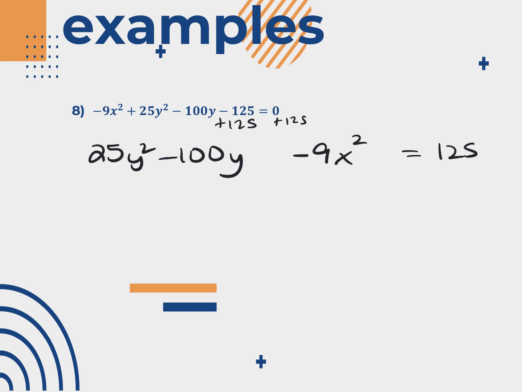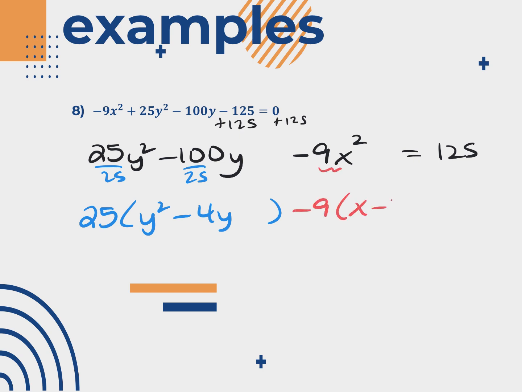Next thing I have to do is complete the square for this. I have to divide them both by 25. So 25, and then y squared minus 4y, leave a blank space. Over here, again, notice no b term. So on this one, it'll just be negative 9, and then x minus 0 squared, and then the 125.